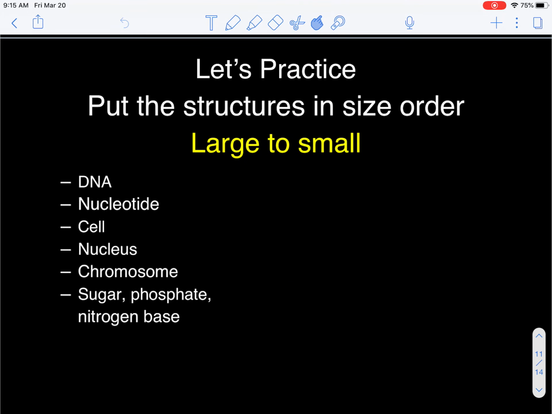So let's practice: put the structures in size order from large to small. I did that for you in the previous slide when we had the cell. So I want you guys to figure out and write down from large to smallest.